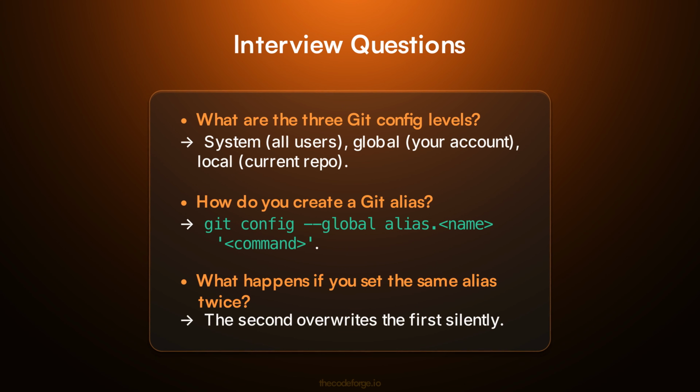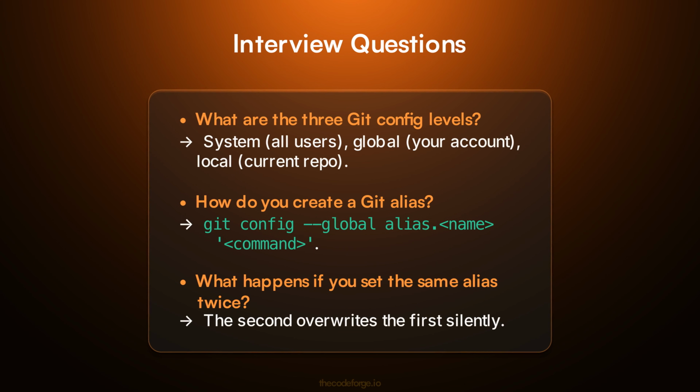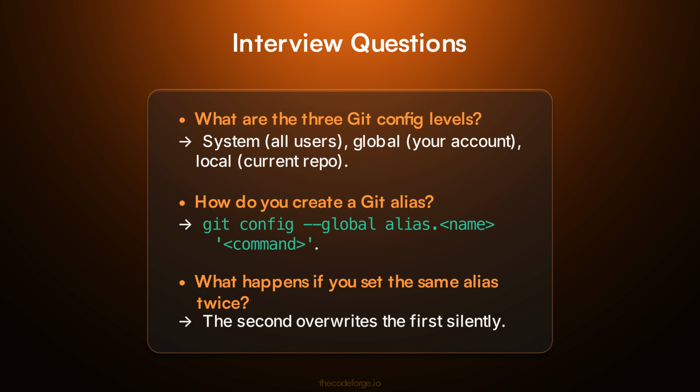Let's run through some common interview questions. What are the 3 git config levels? System, all users; global, your account; local, current repo. How do you create a git alias? git config --global alias.name command. What happens if you set the same alias twice? The second overwrites the first silently.